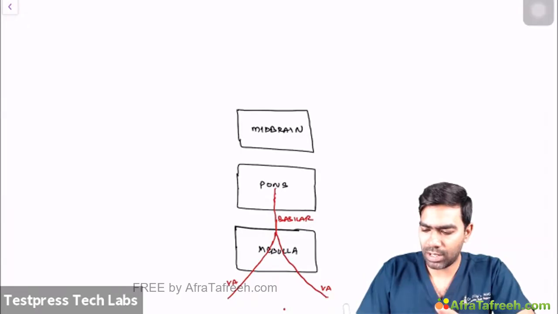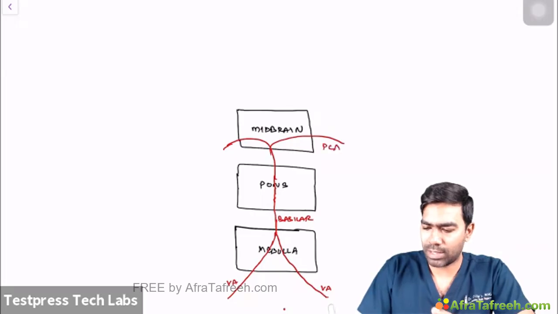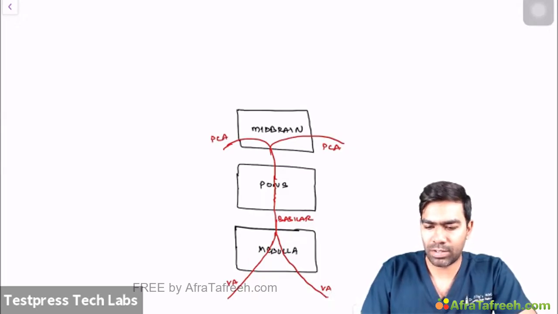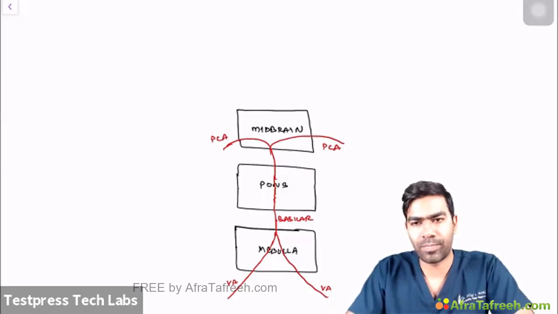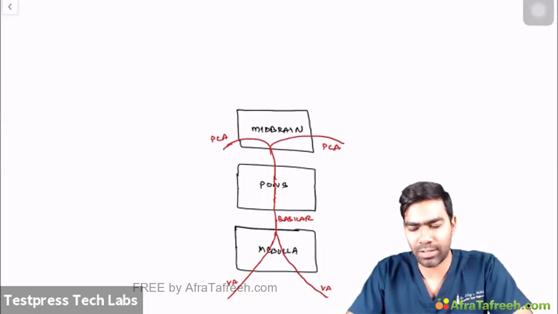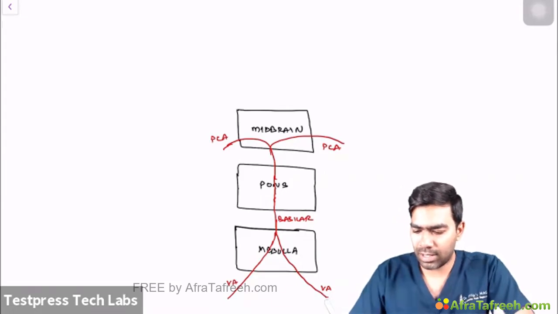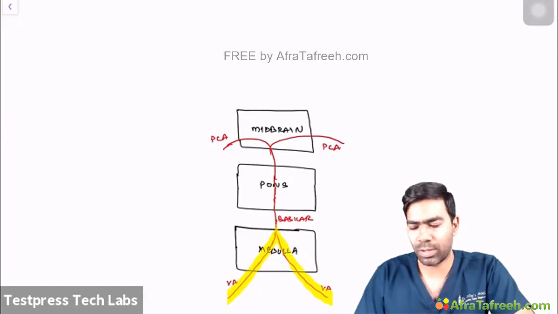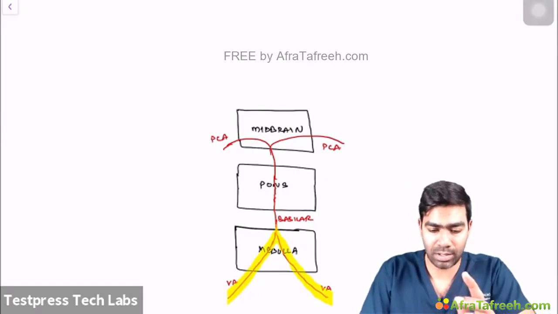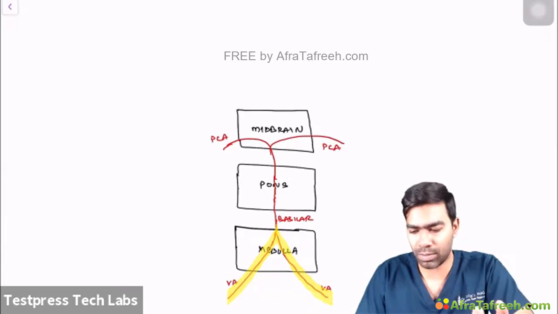And the basilar artery is going to divide to produce two posterior cerebral arteries. So as simple as that. So they're going to form two PCAs. From this simple image only we are going to construct further. What you can understand is the fact that the elite artery of the medulla will be the vertebral artery. That's going to be the elite artery as far as the medulla is concerned. The major blood supply to the medulla is from the vertebral arteries only.